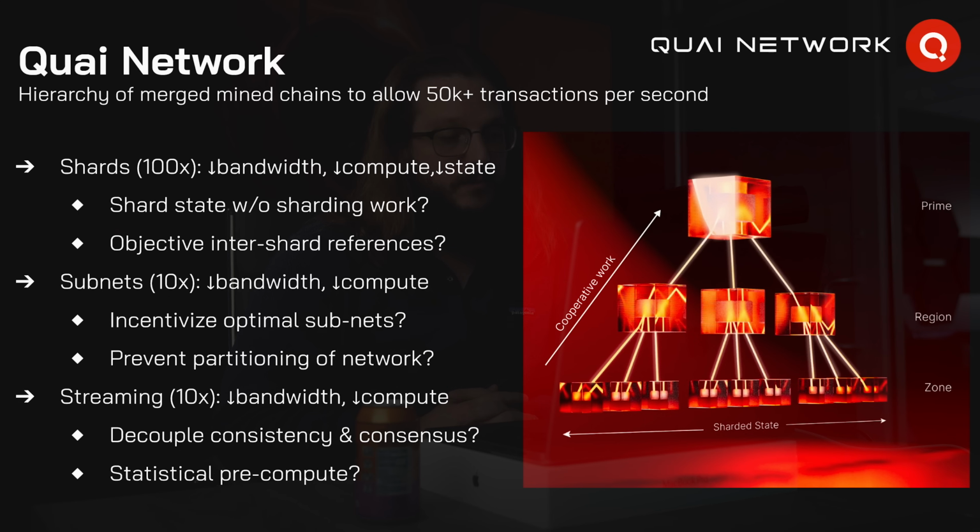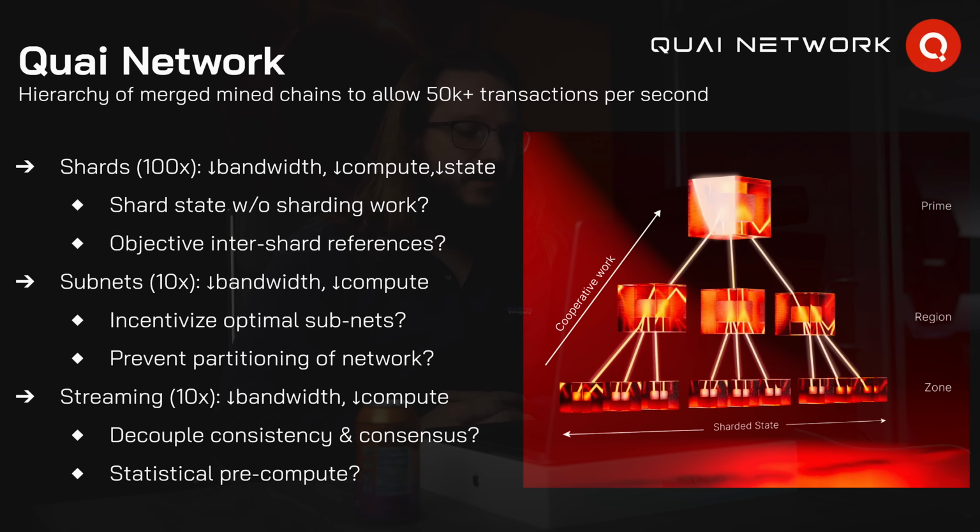The next thing that we can do that offers about a 10x improvement in throughput is subnets. In Quai Network, we have an incentive for miners to not just mine, but to also topologically optimize themselves to create low latency sets of peers, which will create subnets. Creating subnets allows us to decrease bandwidth as well as decrease the amount of compute that's necessary. The question about subnets, though, is how do you incentivize those optimal subnets, and then how do you prevent network partitioning?